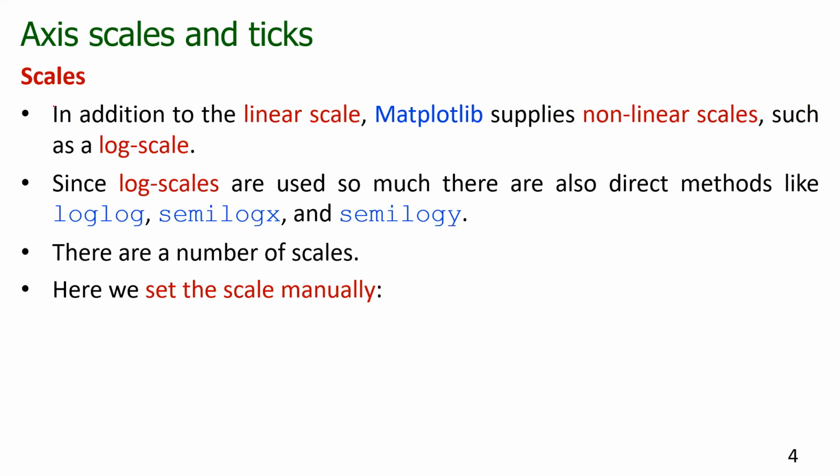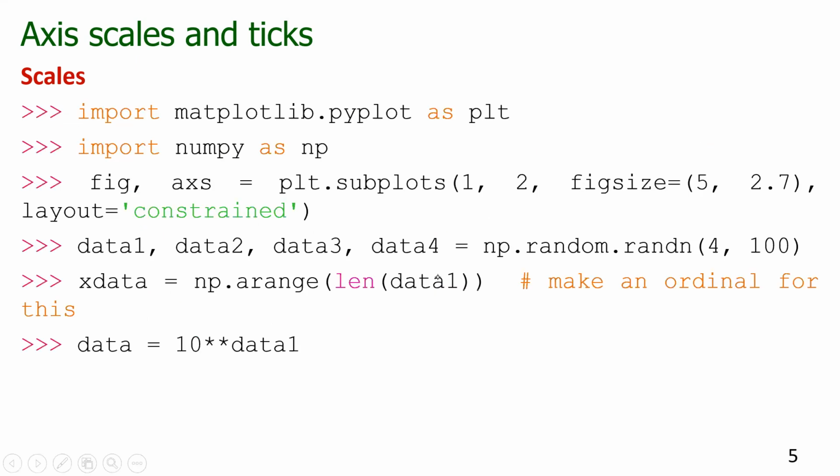Coming to the scales. In addition to the linear scale, Matplotlib supplies non-linear scales also, such as log scale graphs. Since log scales are used so much, there are also direct methods like loglog, semilogx, semilogy for the x and y axis. There are a number of scales. Here we set the scales manually. The following program manually sets the scale.